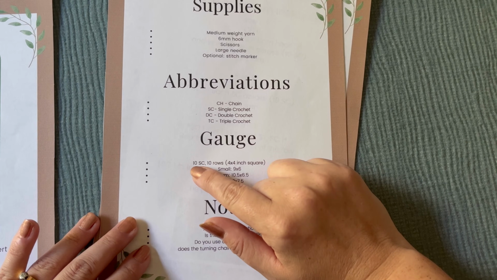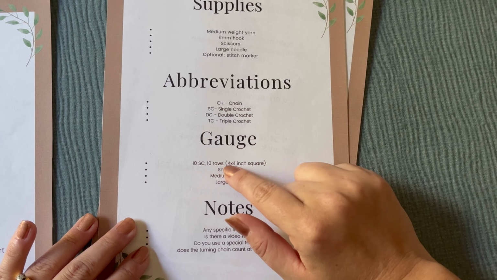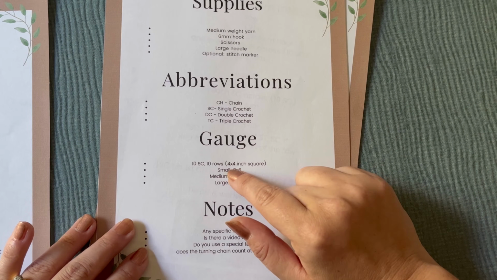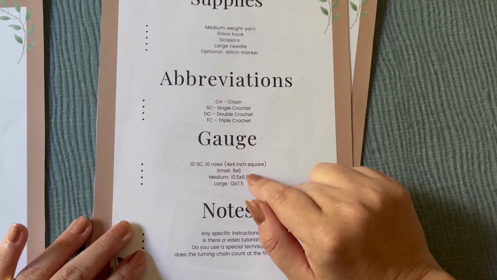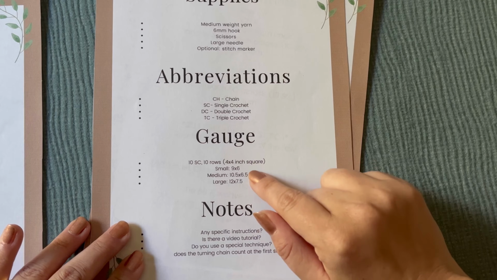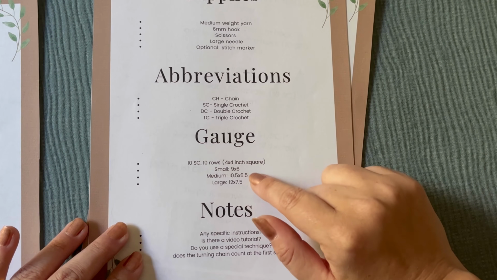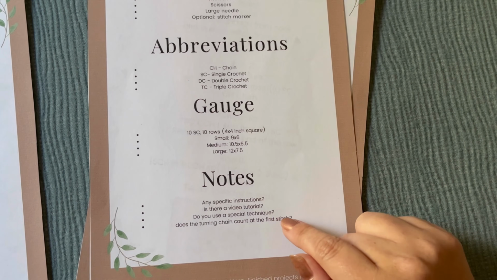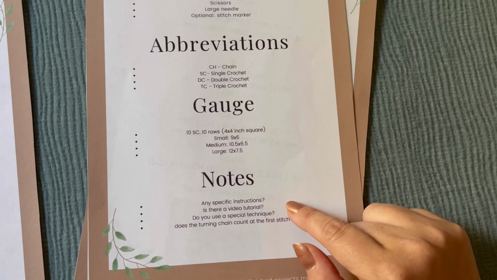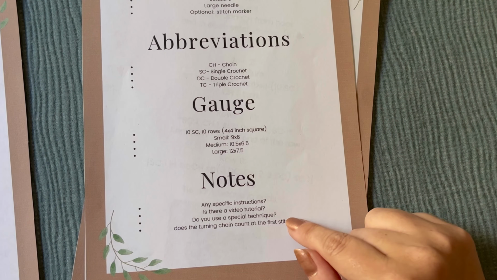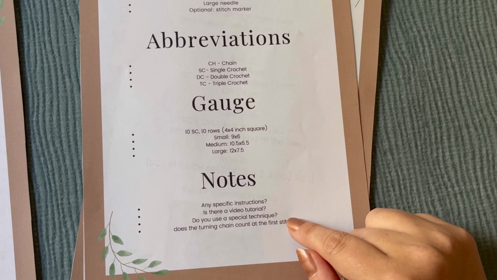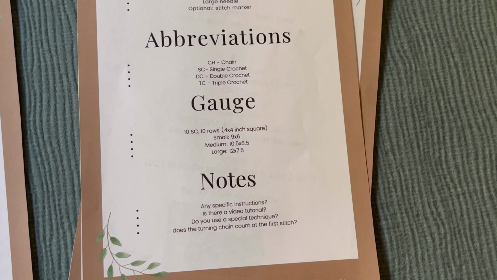So you would work 10 single crochets in 10 rows, and that should equal 4 inches by 4 inches. And if it does not, you'll want to either size up your hook or size down your hook. It'll also include the dimensions or any sizes. And then the notes, typically you'll have some specific instructions letting you know if there's a video tutorial and letting you know if there are any special techniques used throughout the pattern.